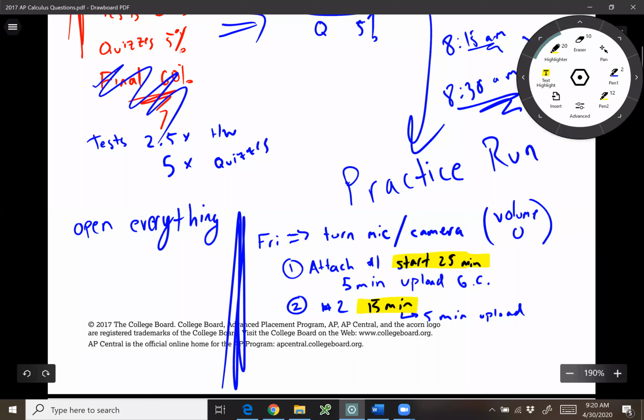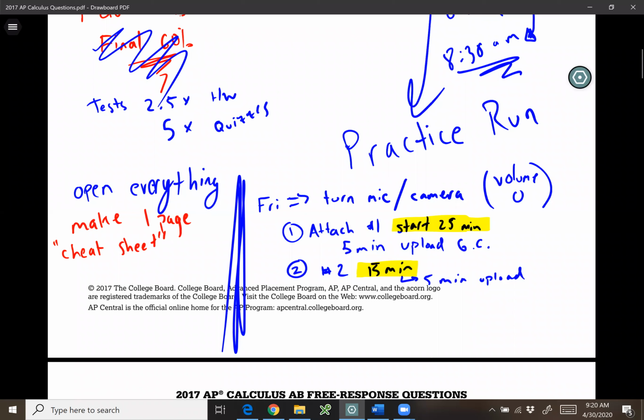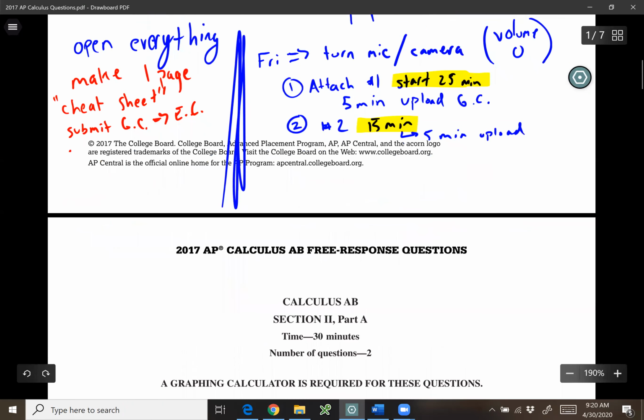What I would encourage you guys to do is to try to create a 1-page cheat sheet with your own top ideas. And if you actually submit that to the Google Classroom, I will give you some extra credit. And the extra credit, when I was looking at it, doesn't seem like a lot, but it's actually huge.